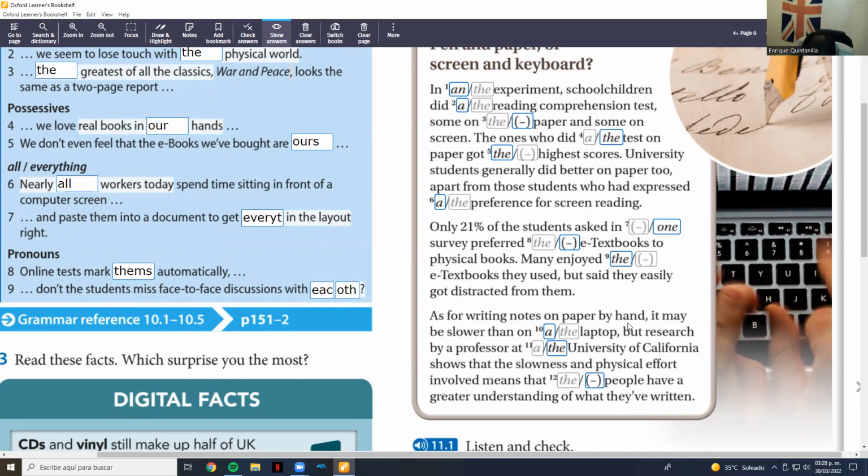When it's mentioned for the first time, or we just want to refer to one, then it is the article a or an. When it's mentioned for the second time, it has to be the, or if it is a unique thing, there is only one of its kind, then it's the. The test is mentioned for the second time. The highest scores is a superlative, the highest. The e-textbooks is mentioned for the second time, and there's only one university, the University of California, I mean, the university which is public, no?